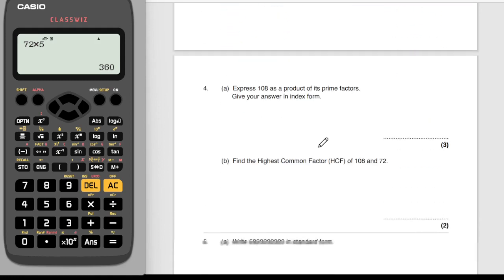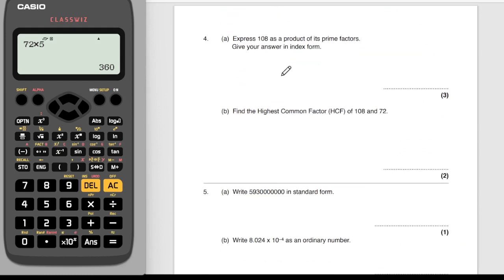Okay, question 4 then. Express 108 as a product of its prime factors. Again, on a calculator paper, 3 marks, but I'm going to do it like this on my calculator. Your calculator will automatically do it for you. Unless it says show how you did it, if you get 108 and then press Shift and Fact, which is on this button, the times function, it will automatically convert it into a product of its prime factors or convert it into index form.